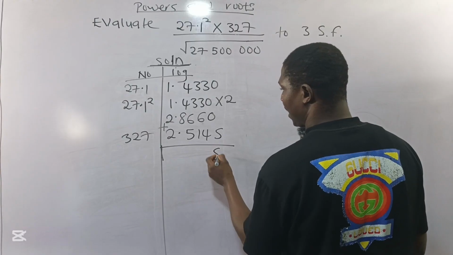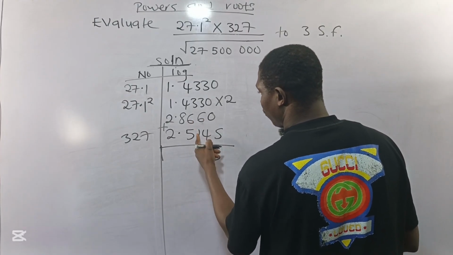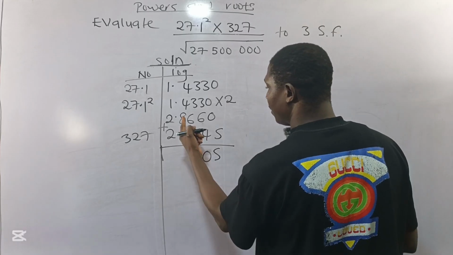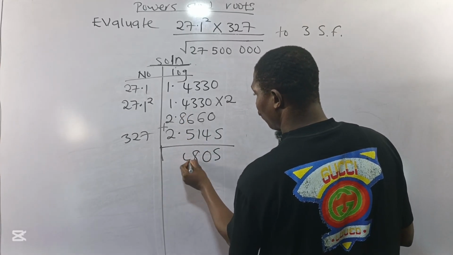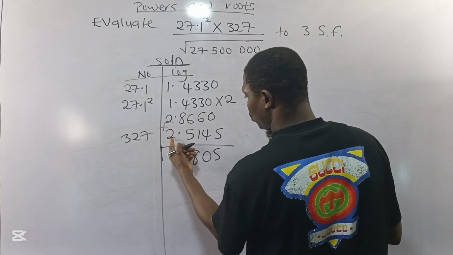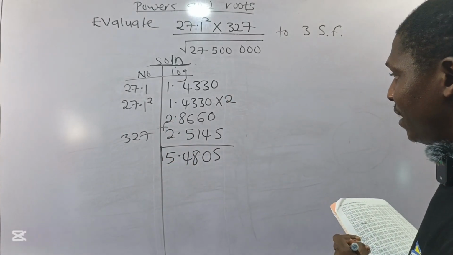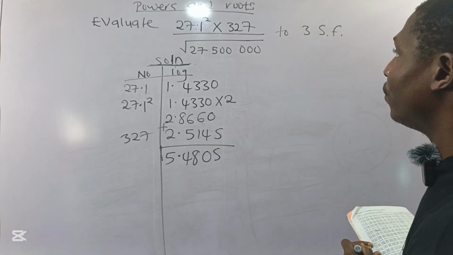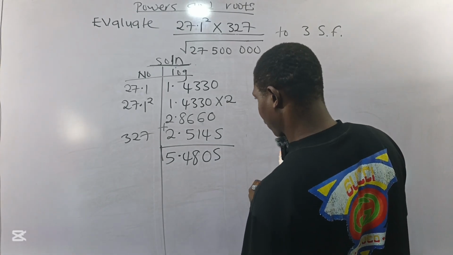0 plus 5 is 5. 4 plus 6 is 10. 0 carry 1. Plus 1, 7. Plus 1, 8. 8 carry 1. Plus 1, 9. 9 plus 5 will give me 14. 4 carry 1. I have 2 plus 2, 4 plus that 1, 5. So I have 5.4805 for the numerator. So I'll bring this out.